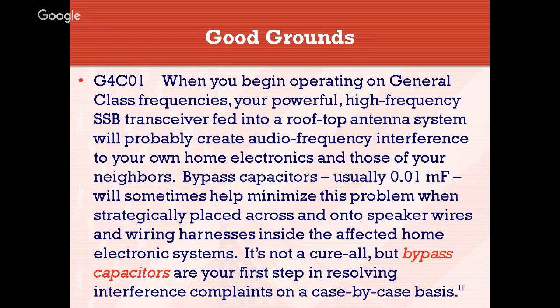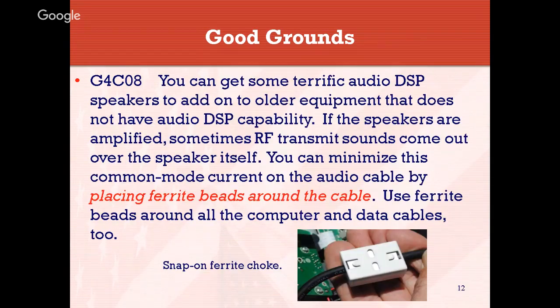Bypass capacitors. Have some bypass capacitors and some ferrite beads available in your inventory if you can possibly do that. You can usually get those through places like Mouser Electronics or DigiKey or any number of electronic supply houses you can find online, now that we don't have Radio Shacks anymore.